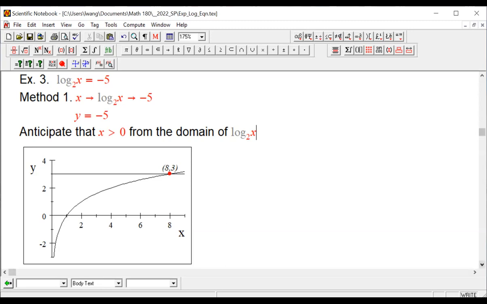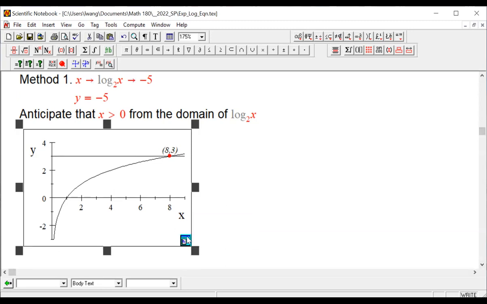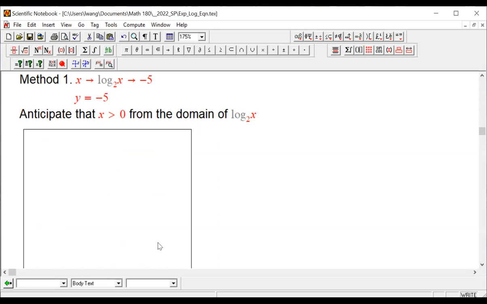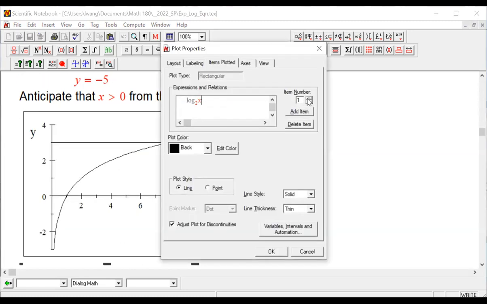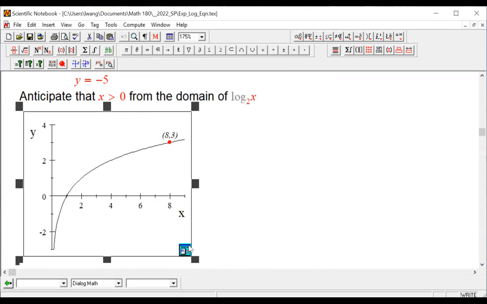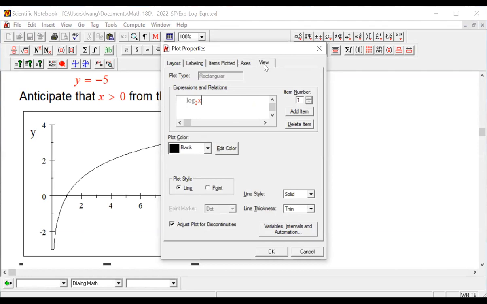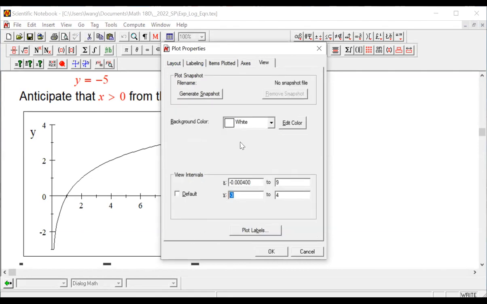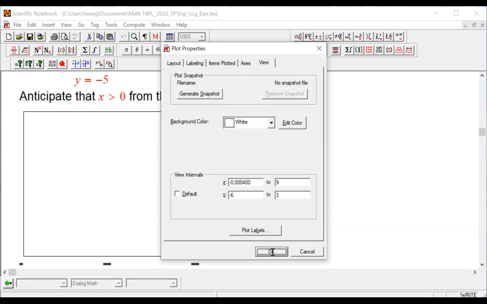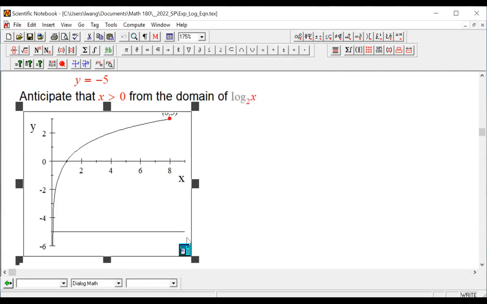So this picture, of course, needs to be adjusted. Instead of drawing 3, I'm going to draw the -5 horizontal line. It doesn't show. Why? Because I need to adjust my view. So I'm going to have a -6, and maybe make it a little bit lower. So now my y equals -5 will show.